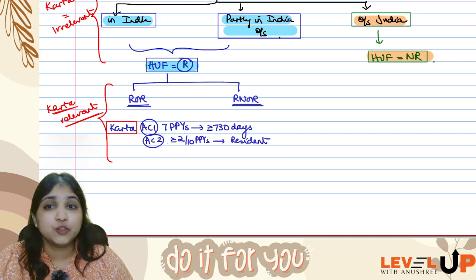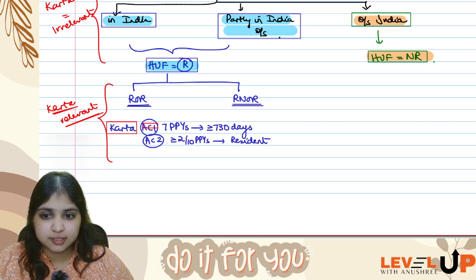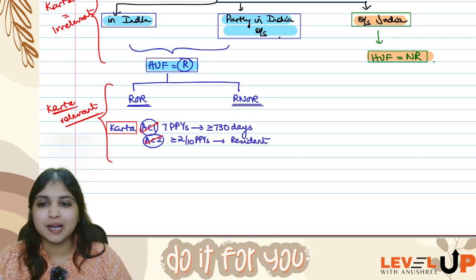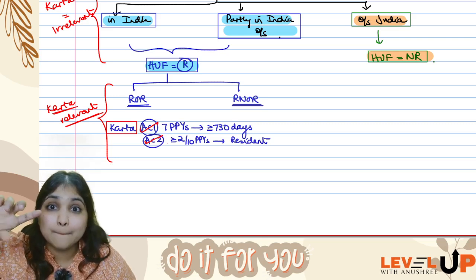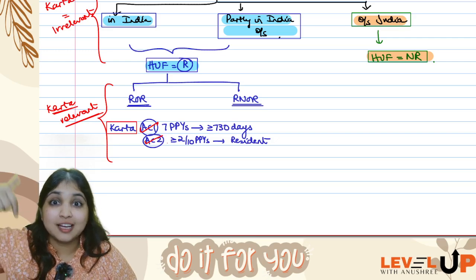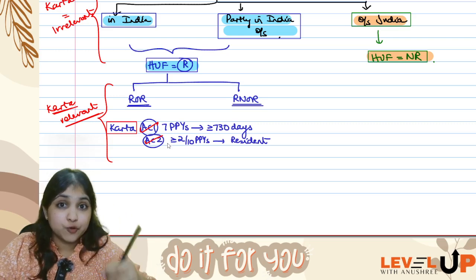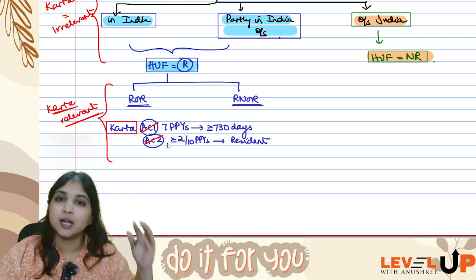Okay, I have 2 additional conditions. If both the additional conditions are fulfilled by the Karta, then the HUF will become ROR. Repeat. If the Karta fulfills both the additional conditions, then the HUF will become ROR.